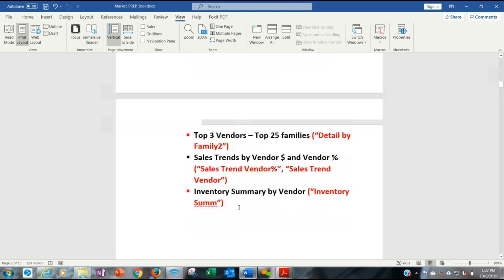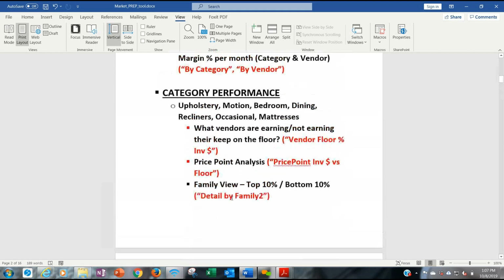And then the last item I include here is inventory summary by vendor. For example, if I was going to look at upholstery, I'd do a view of all my upholstery vendors just to get an understanding of how much I have in inventory of upholstery on the floor versus warehouse, and what my different inventory turn numbers are by vendor within the upholstery category. So that's the reason why I include that in this view. So essentially, this is all the items that I include in the market prep tool.